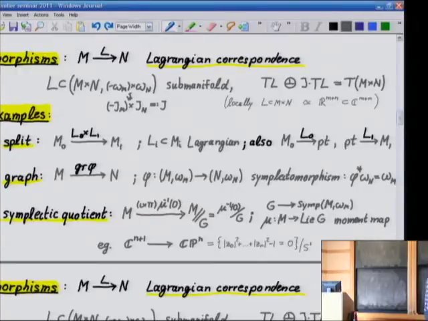I have a question about the stuff you said you would sweep under the carpet. The J there. You said you have to perturb the J to get transversality or whatever.